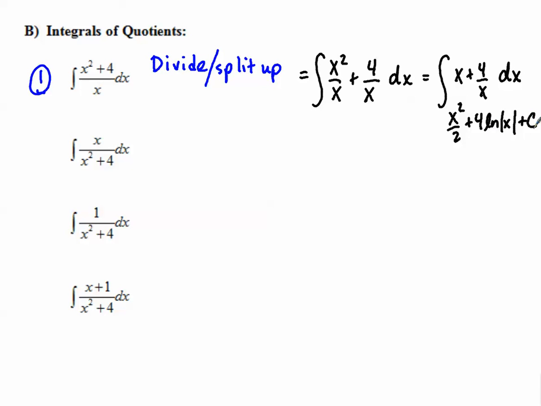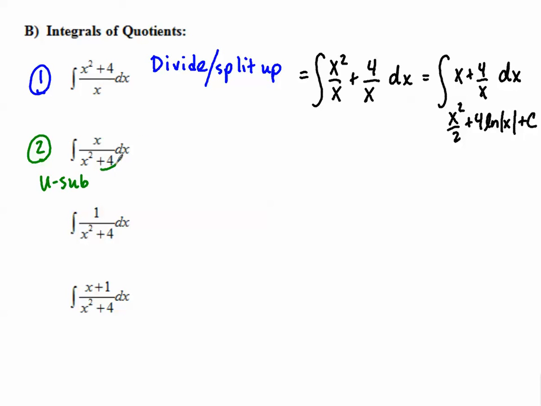What if I can't divide or split it up, such as in this second example? I always ask myself first, can I divide or split it up? Because that tends to be one of the easier methods. If I can't, then perhaps I think to myself, u substitution.